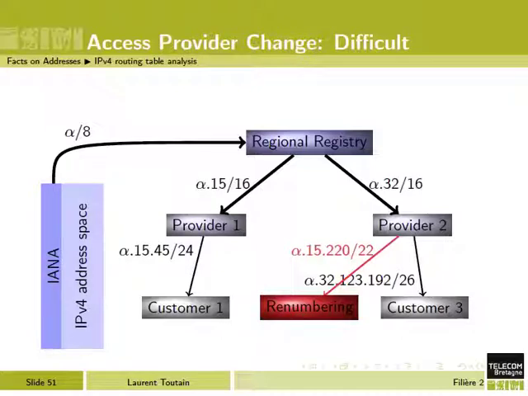So just to conclude, if you change, remember the initial prefix problem: I want to change my provider, so I cannot keep my prefix. And I will have to renumber all my sites. That's a big problem if you have a very big site, because you have to reconfigure all your equipment.